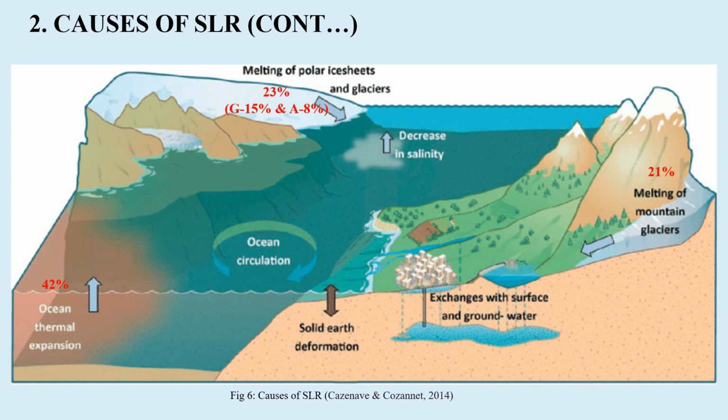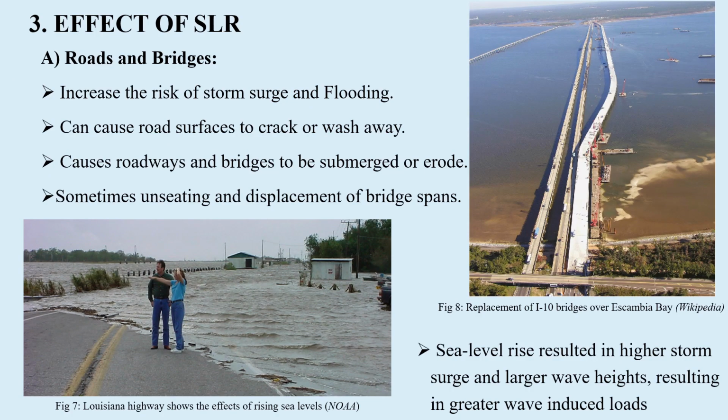The red numbers in percentage here indicate the contribution of each phenomenon to the sea level rise between 1993 and 2018. Here we can see that thermal expansion of water accounted for 42%, melting mountain glaciers accounted for 21%, and Greenland accounted for 15% and Antarctica 8%, which in combination contributed about 23% of the global sea level rise.